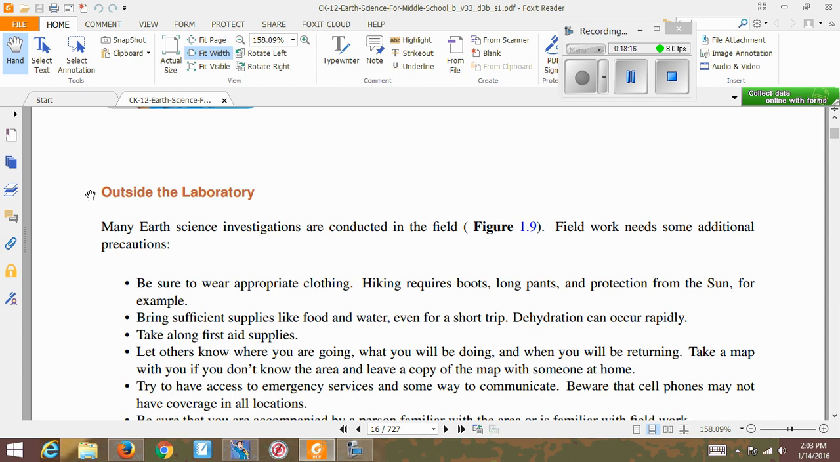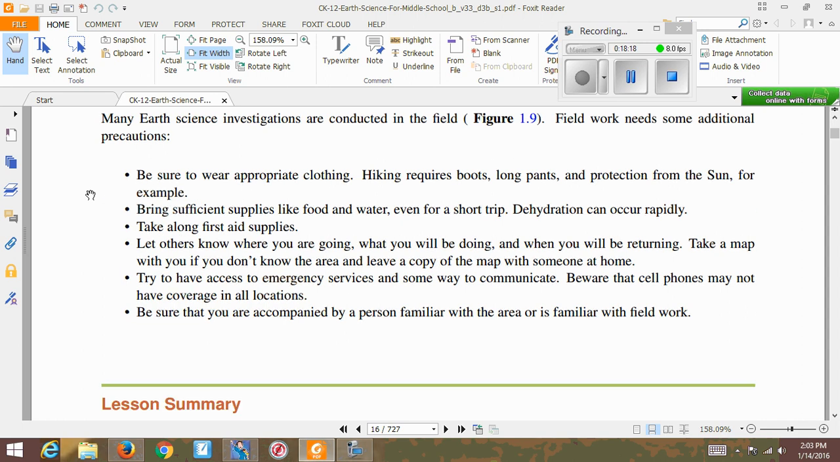Let others know where you are going, what you will be doing, and when you will be returning. Take a map with you if you don't know the area, and leave a copy of the map with someone at home. Try to have access to emergency services and some way to communicate. Beware that cell phones may not have coverage in all locations. Be sure that you are accompanied by a person familiar with the area or is familiar with field work.